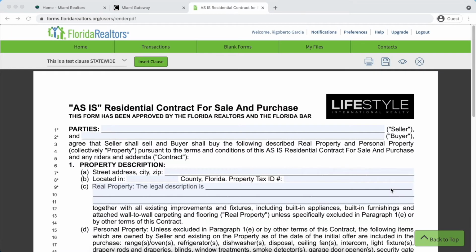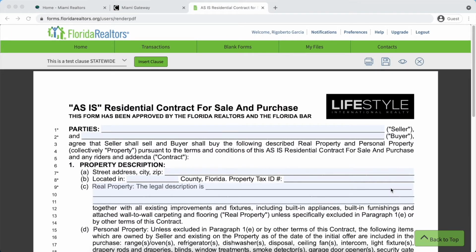Today we're going to be going over the as-is contract. Our goal today is for you to get a complete understanding of what this contract is all about and the intricacies of it. Hopefully by the end of the class you will have a complete understanding of how to fill it out. All right, everyone, pay close attention.